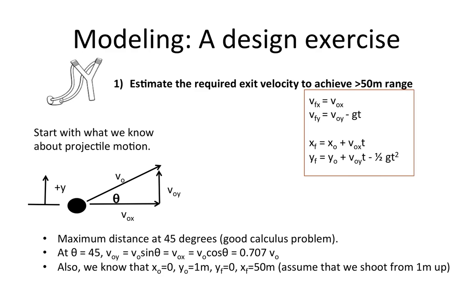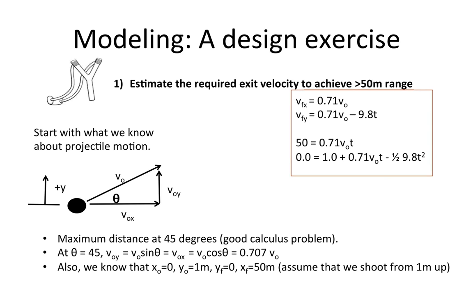Also, we know that the initial x position is 0, and we'll say that we're holding the slingshot a meter above the ground, so the initial y position is 1 meter. The final y position when it hits the ground is 0, and the final x position, which is our specification, is 50 meters. Given those constraints, we can rewrite those equations of motion and velocity so that the final x velocity is 0.71 times the initial velocity, and the final y velocity is 0.71 times the initial velocity minus 9.8 times the time.